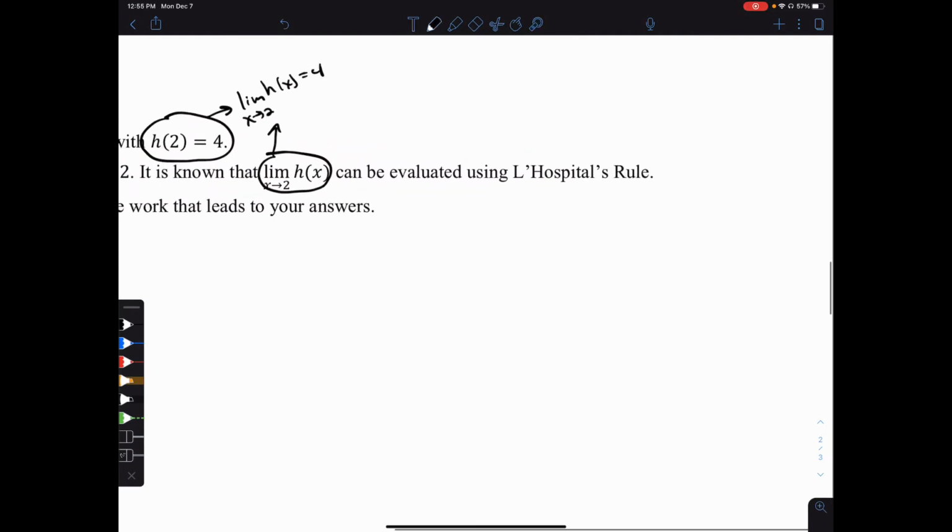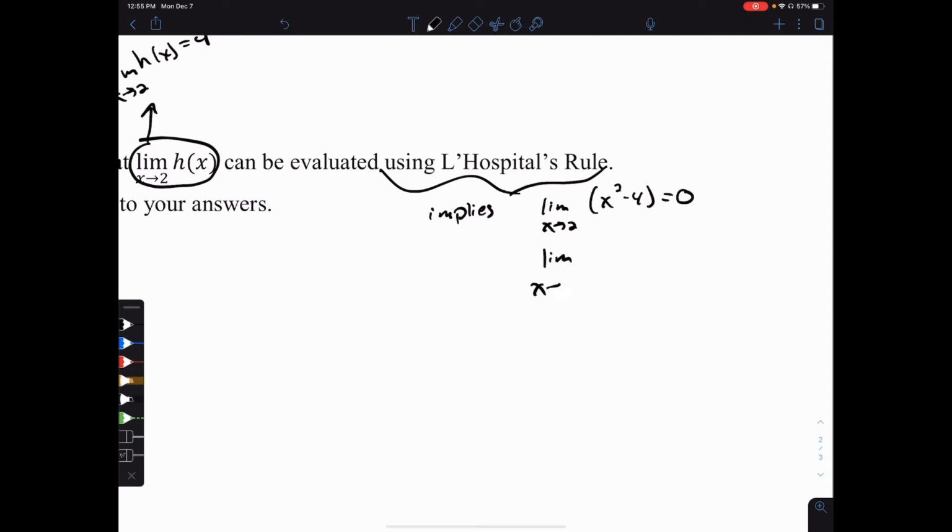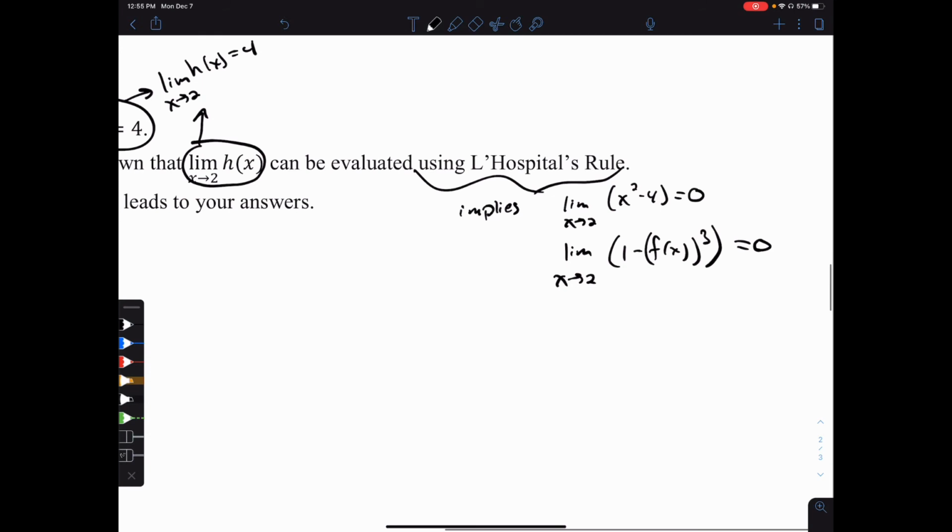So there's a couple things that this is implying here. This implies that the limit as x approaches 2 of the numerator, which is x squared minus 4, has to equal 0. That's not so important, but this other thing that it implies is the limit as x approaches 2 of the denominator is equal to 0. Super important. In fact, we cannot do this problem without knowing that.